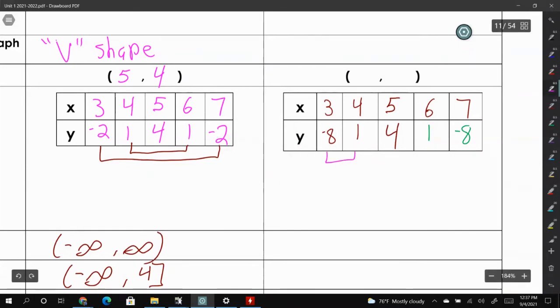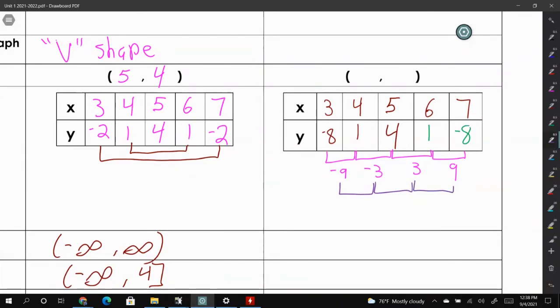And again, if we take the difference in these y values, we get -8 minus 1 is -9. 1 minus 4 is -3. 4 minus 1 is 3. And 1 minus -8 is 9. You don't have to calculate the first and second difference unless I've asked you to or you need to in order to solve the problem. I'm just showing you so you guys get used to what it looks like.